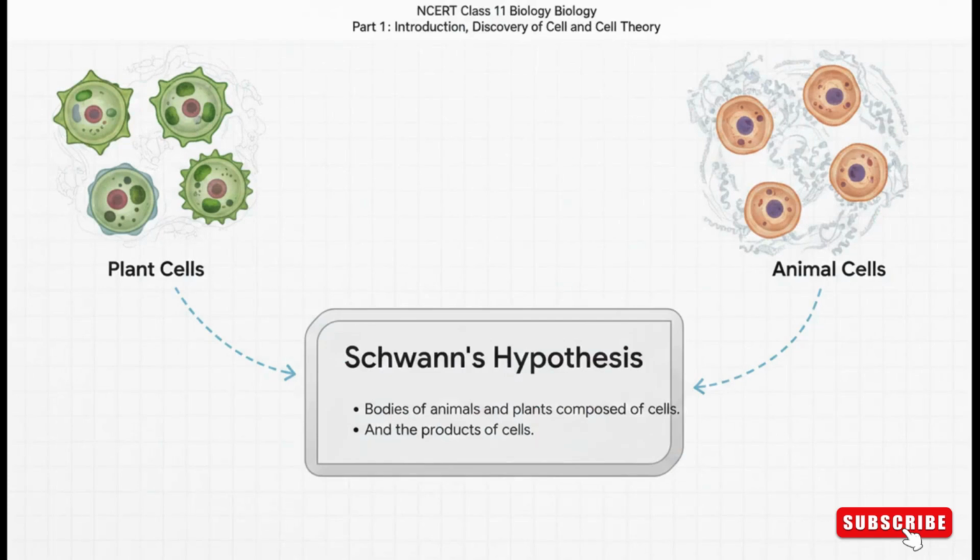Based on his own zoological work and Schleiden's botanical discoveries, Schwann took a massive conceptual leap. He proposed a unifying hypothesis that the bodies of both animals and plants are composed of cells and the products of cells. Boom! Together, Schleiden and Schwann officially formulated the foundational cell theory. They literally proved the underlying unity within the immense diversity of life.